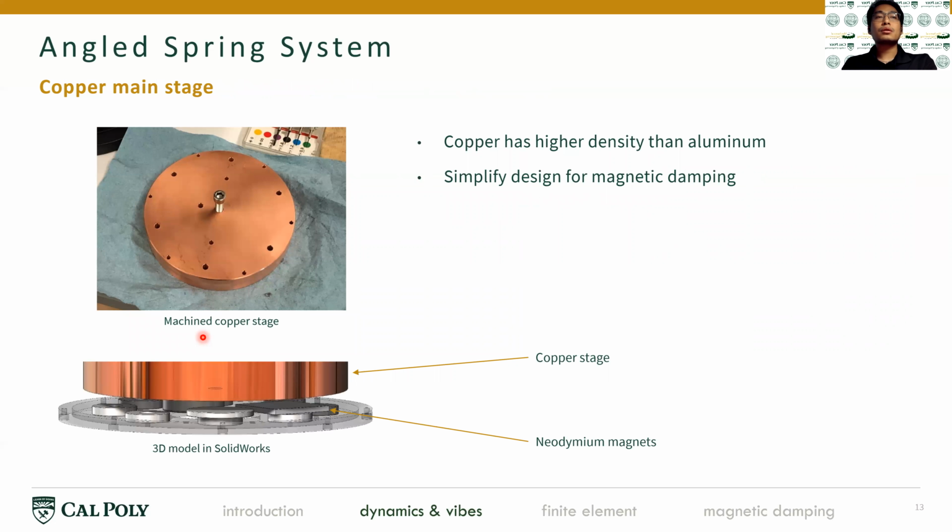And for the copper stage or the mainstay, we should use copper because it has higher density than aluminum. So it will save a lot of volume in the small compact vacuum chamber. And the copper will simplify a lot of the designs when we use permanent magnets on the bottom of it to damp the mass spring system.